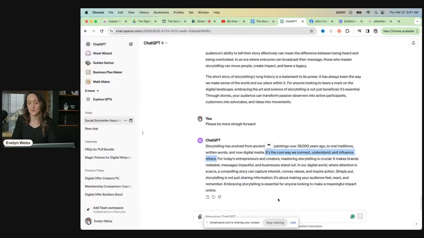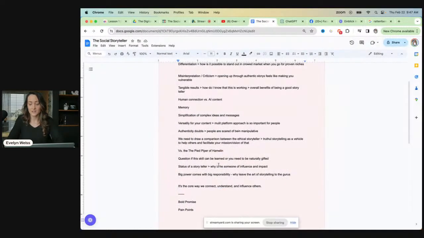For today's entrepreneurs and creators, mastering storytelling is crucial. It makes brand messages relatable, impactful, and businesses stand out. In our digital world where attention is scarce, a compelling story can capture interest, convey values, and inspire action. Simply put, storytelling is not just sharing information, it's about making your audience feel, react, and remember. Embracing storytelling is essential for anyone looking to make a meaningful impact online. I think this is almost perfect. So I want to put this in context. I need to take this with me because I need to process this on the sales page.